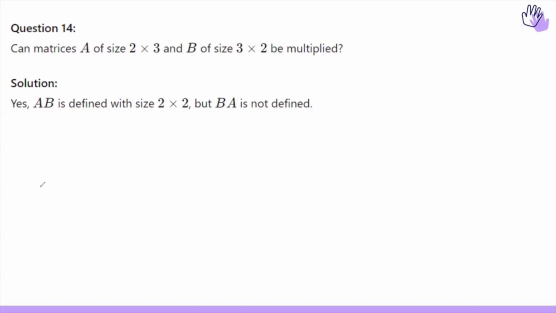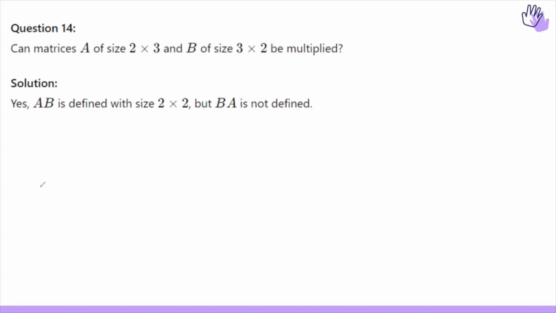We know the condition for two matrices for multiplication. What is it? The number of columns in the first matrix should be equal to the number of rows in the second matrix. If you carefully observe, the number of columns in A is equal to 3. The number of rows in B is equal to 3. Because 3 is equal to 3, we can multiply them.